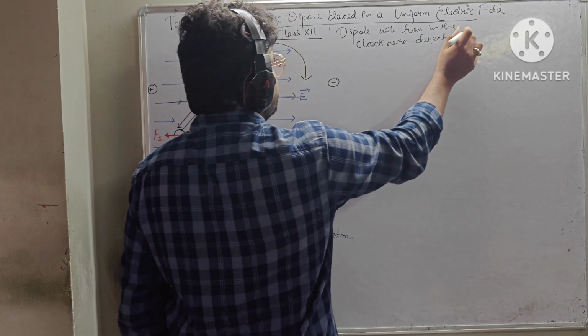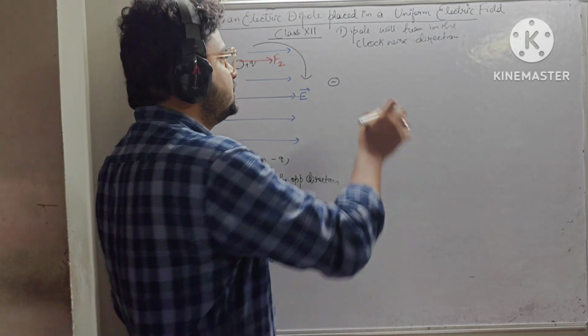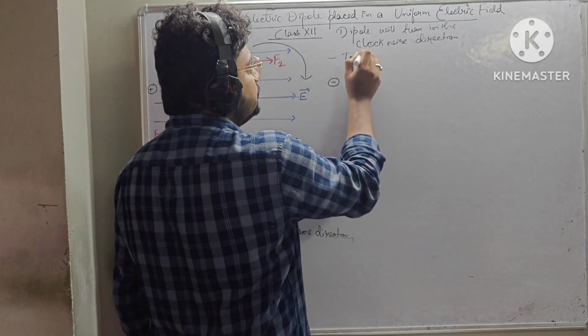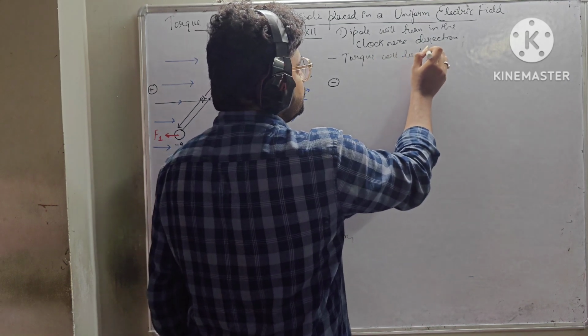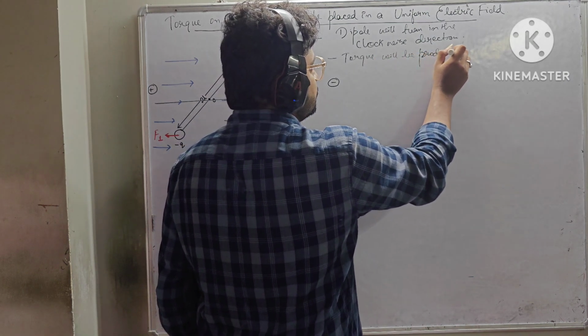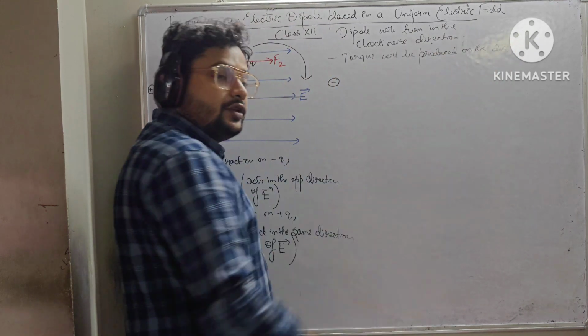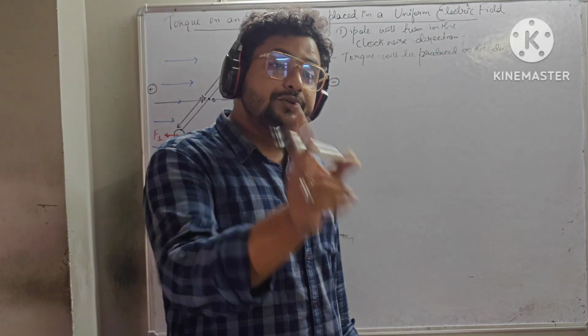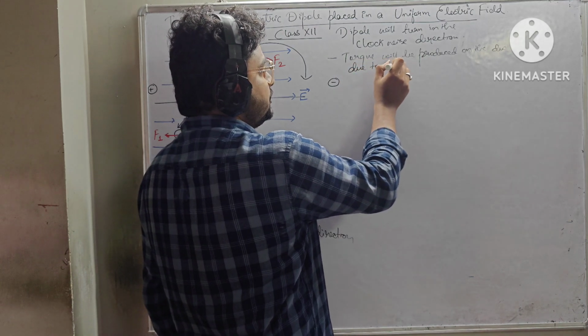So the dipole will turn in the clockwise direction. Why will it turn in the clockwise direction? A torque will be produced on the dipole. So torque will be produced on the dipole due to what? Due to the electric field.